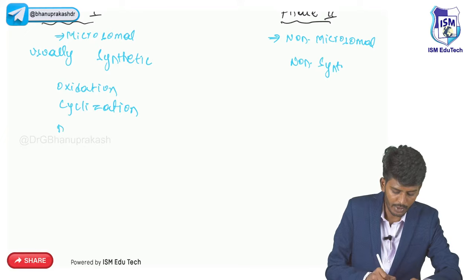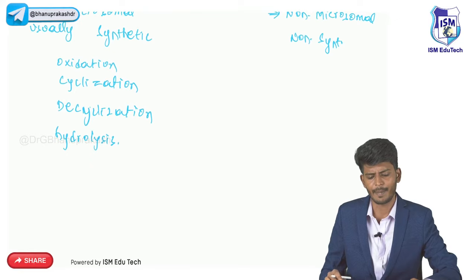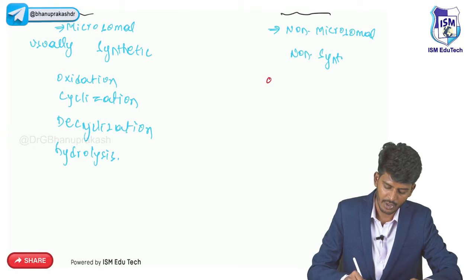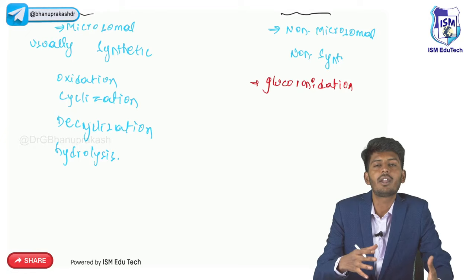Okay, you talk about decyclization, which is also a phase 1. For example, you talk about simple reactions such as hydrolysis. All these very, very easy and basic reactions are your normal reactions. Now, non-microsomal reactions such as glucuronidation. Now, glucuronidation is a reaction in which water soluble substances are being generated.